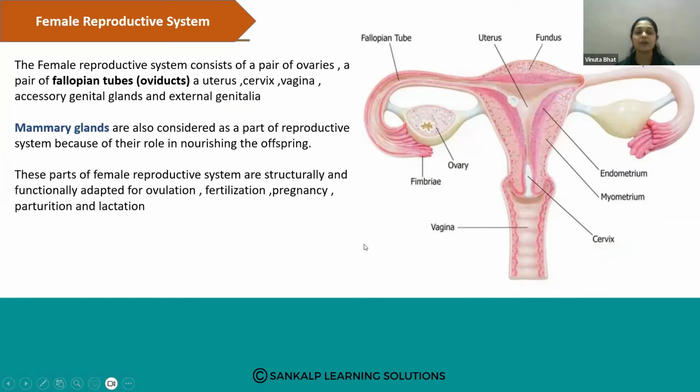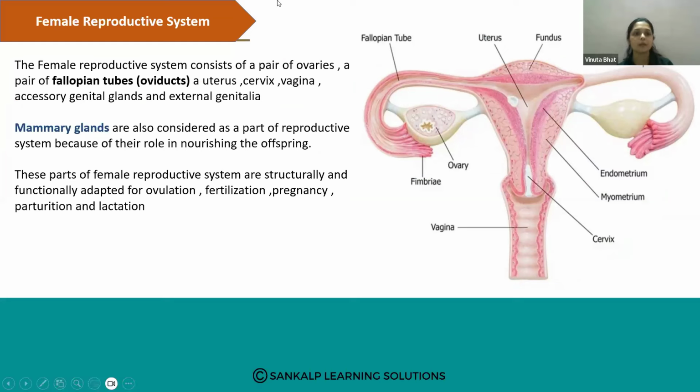Then the female reproductive system. So now we have studied the male reproductive structures as well as how the sperms are produced inside the male reproductive system. Let us study the female reproductive system.